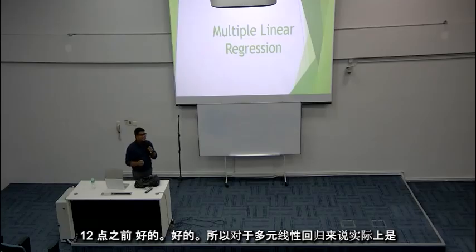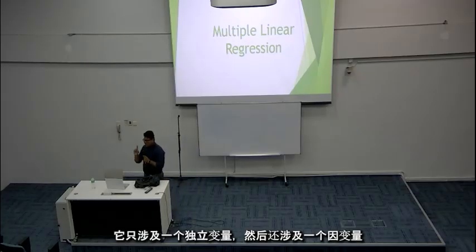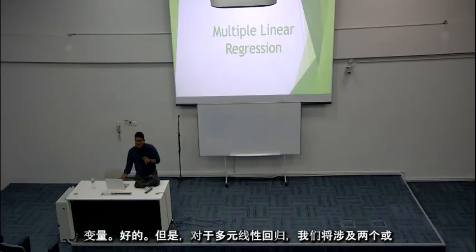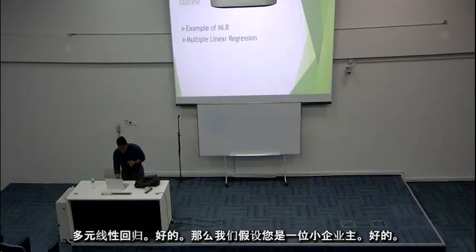The multiple linear regression is actually an extension of the simple linear regression, whereby the simple linear regression involves only one independent variable and one dependent variable. However, for the multiple linear regression, we involve two or more independent variables to the one dependent variable. So this is basically the situation of the multiple linear regression.